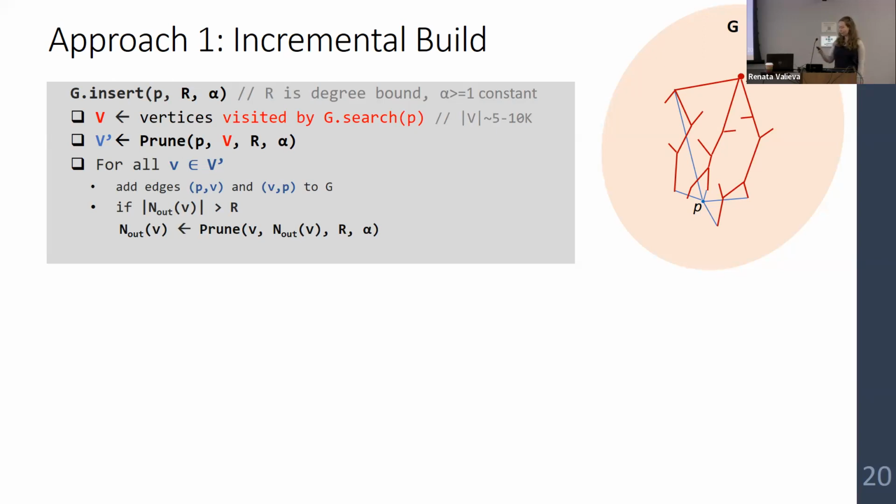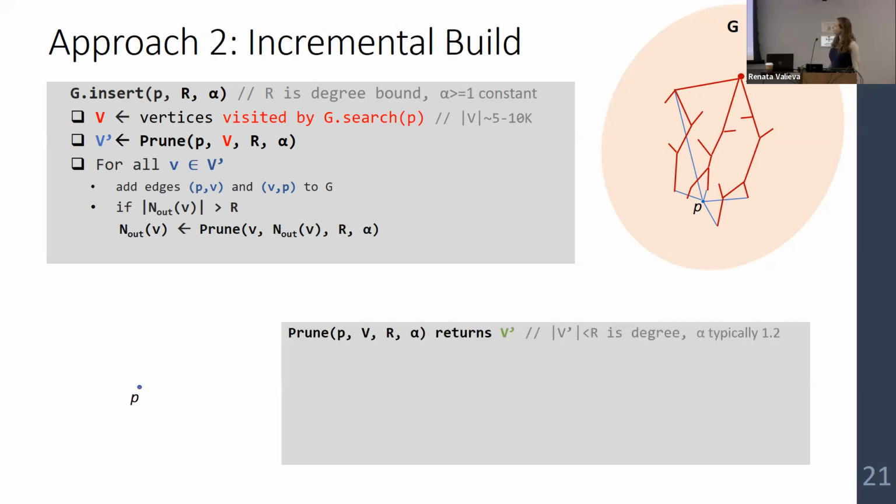So this is all well and good, but doesn't really mean anything without the prune procedure. So let's talk about how we prune. So this is for the pruning procedure. As a reminder, this set V is all of these vertices here that are visited by the greedy search for P starting from node S. So we're going to return a set V prime of the points that are going to be the out neighbors of V.